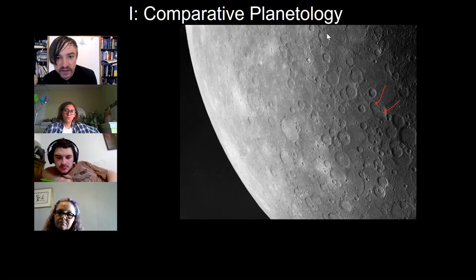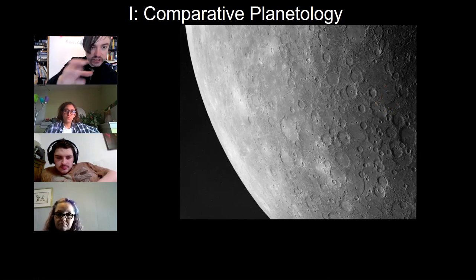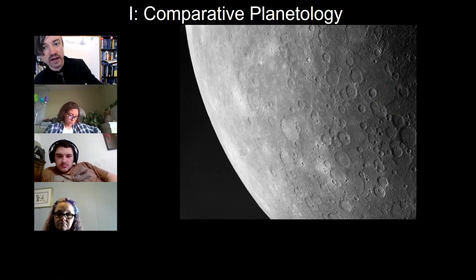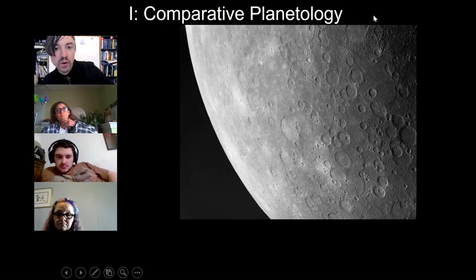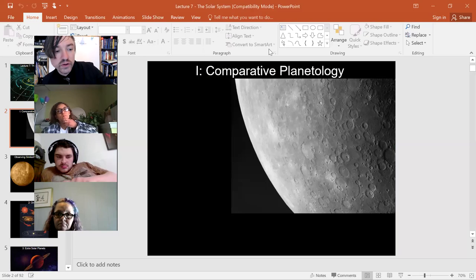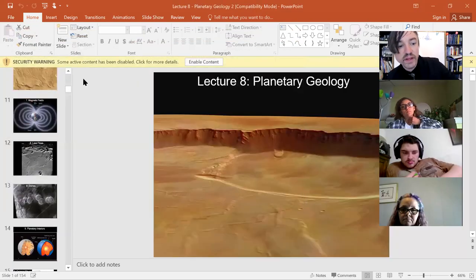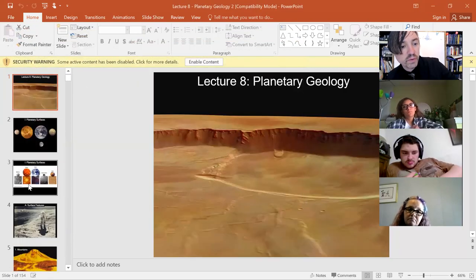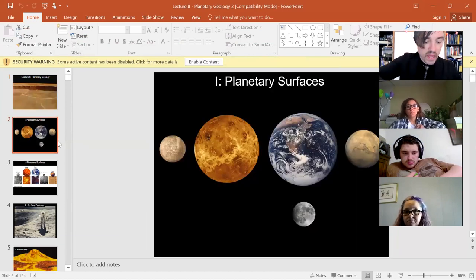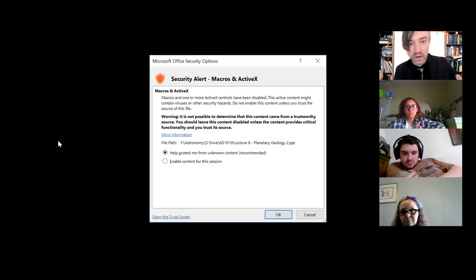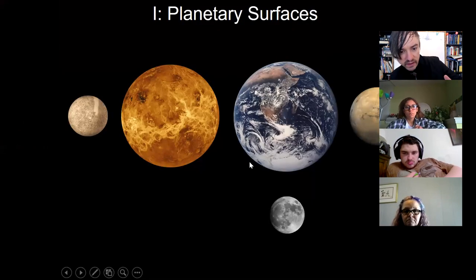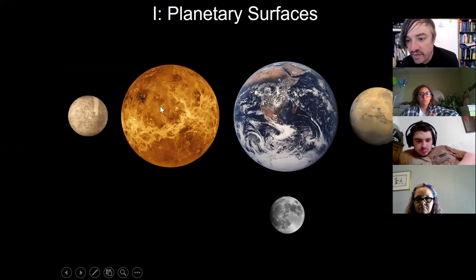Because we are desperate for data points, because the more planets we have, the more we can understand what geological forces made them different from one another, we want to include in today's lecture not only the four terrestrial planets, but we're also going to include the moon. Now, obviously the moon is not a planet. And that's mostly because it's a satellite of Earth. It orbits around Earth instead of the sun directly.